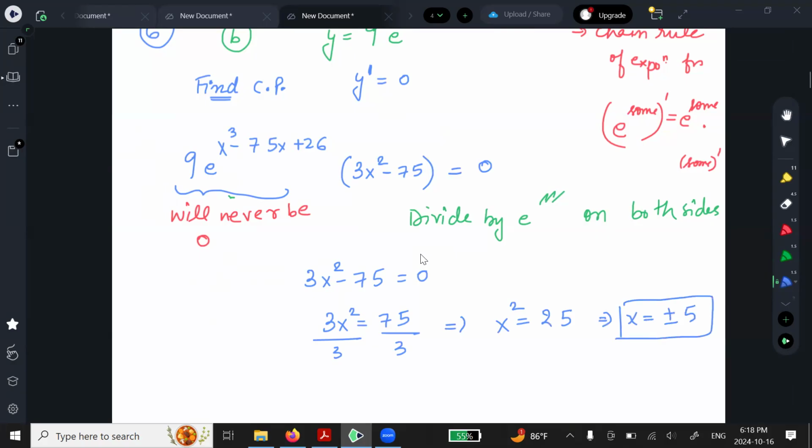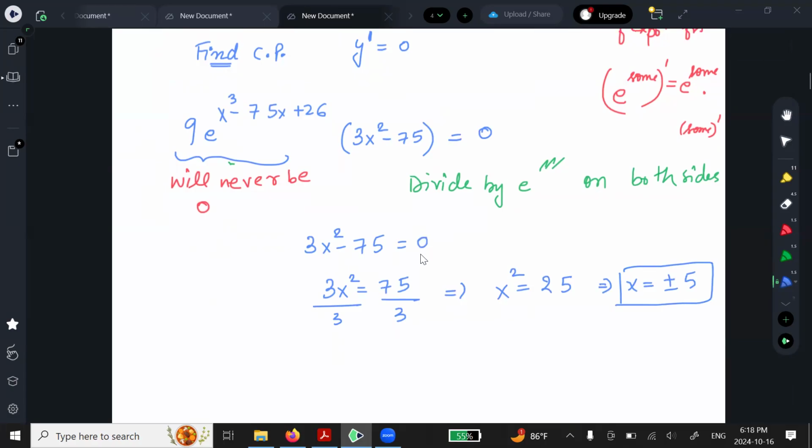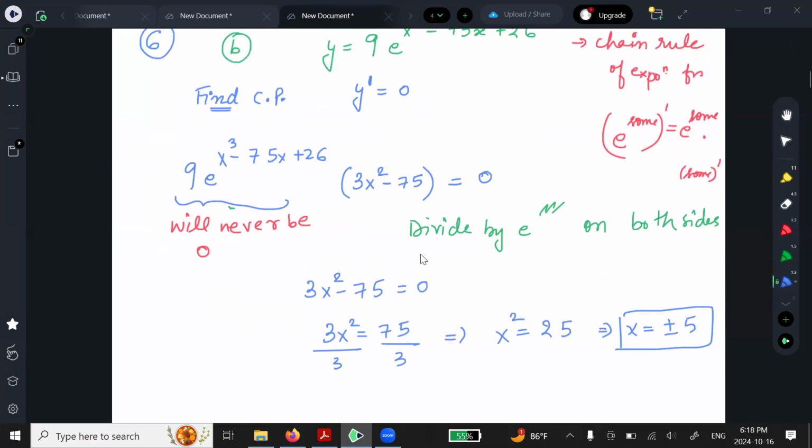Question? I divided by it on both sides. That was my whole motivation. I divide by the 9e. Okay, I have more problems involving e, I think. So we'll do it again. But every time you have e to the power something crazy, divide by it. The right hand side becomes 0 anyways. Good.